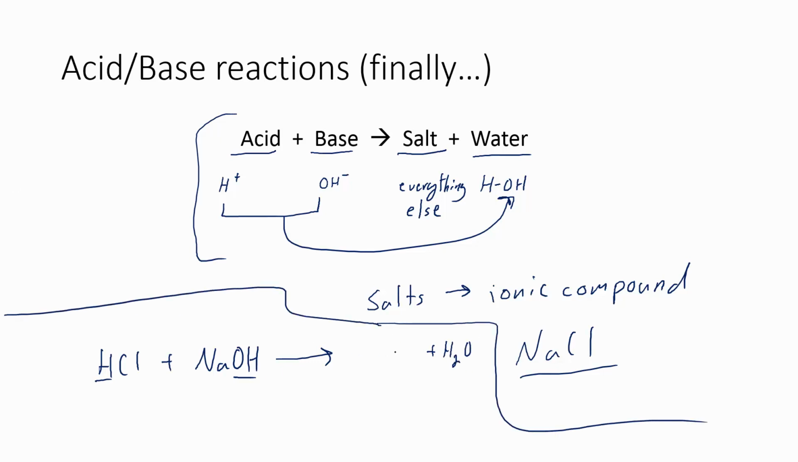Section this off. And what's left over? Sodium is the cation, chlorine is the anion. They go together. There we go. That's it. That's an acid-base reaction.